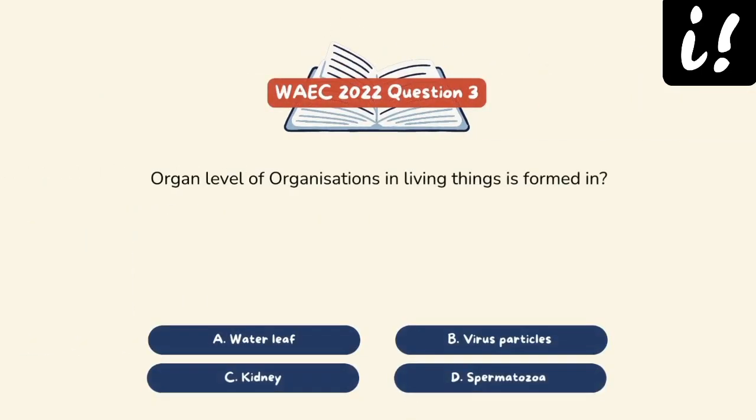Organ level of organization in living things is found in A. Water leaf, B. Virus particles, C. Kidney, and D. Spermatozoa. Think about the answer.